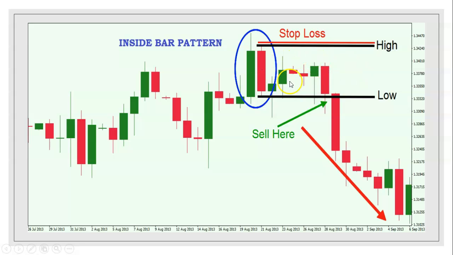After it broke out from this inside bar, look at this, we now had a sell, so it sold all the way. Now in this case, how do you set your stop loss or your take profit? I'm going to show you that in a bit, just before we get into this.